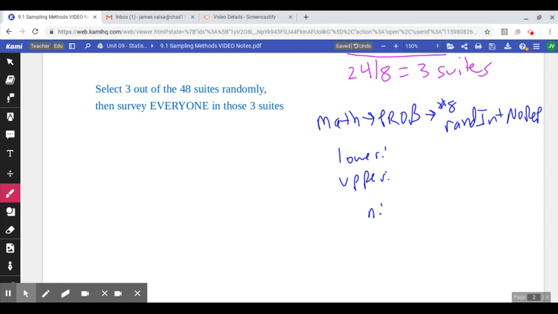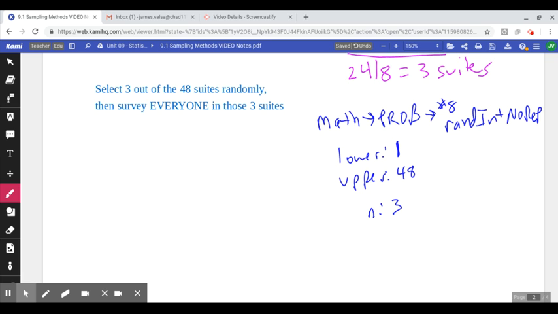The lower is going to be 1. That's the lowest number I want the calculator to choose from. The upper is 48, and then n is the number of suites that I need, so that's going to be 3. Now, if you hit that, your calculator is going to spit out 3 numbers. They should be different. If they're not, just do it again. If you've done random integer no repeat, they should not be the same.